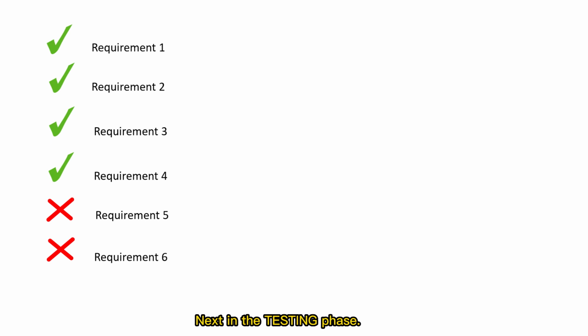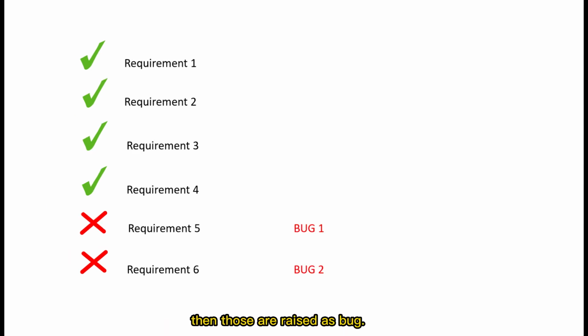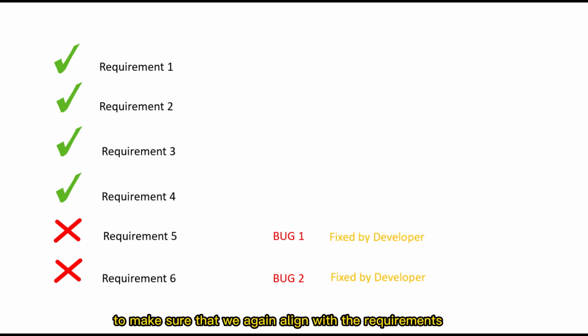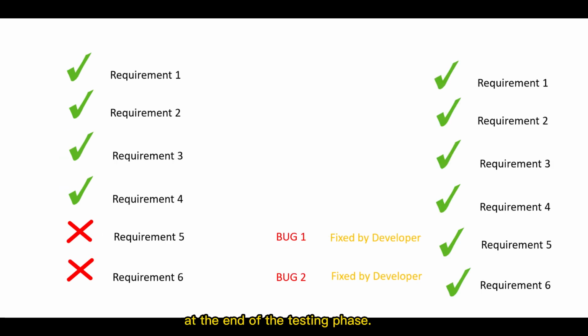Next, in the testing phase, the testers test to ensure that the software is built as the requirement specified in the requirement document. If there is any difference between the specified requirements and the software actually built, then those are raised as bugs and the developer fixes them to make sure that we again align with the requirements. At the end of the testing phase, the testers on the team give a go ahead whether the software is ready for deployment or not.